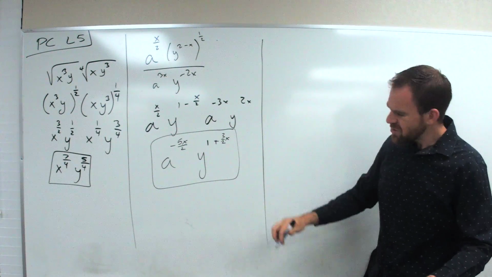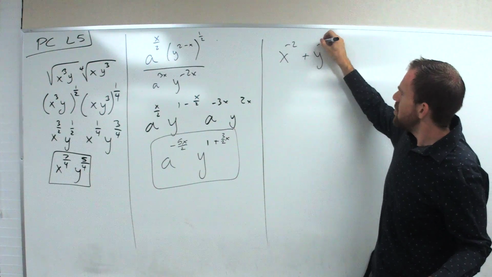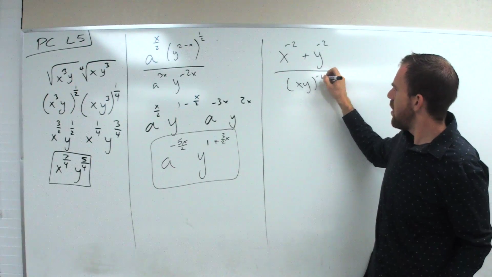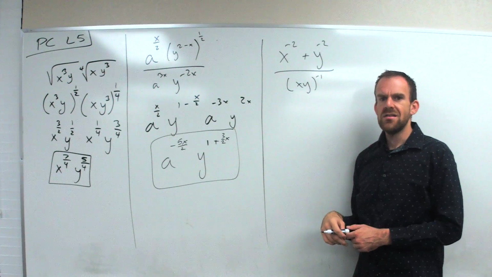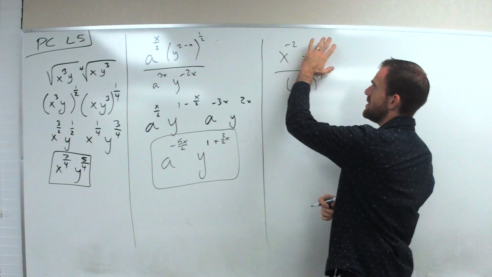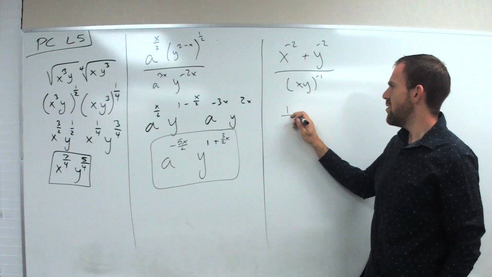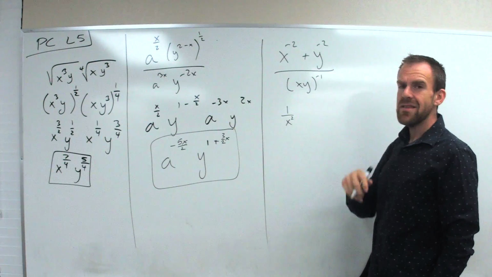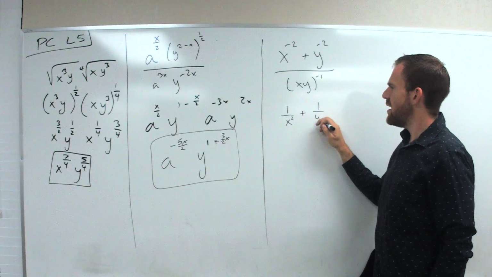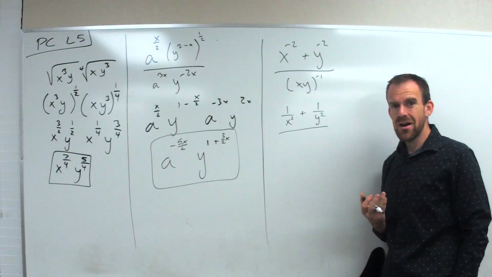Okay. Next, this one always gets students because they want to flip things from the top and bottom. You are never allowed to flip to the top and bottom if you have addition like that. Okay, so you have to evaluate it in place. If you just had x to the negative 2 and were asked to simplify it, let's say in algebra, you would write 1 over x squared. If you had y to the negative 2 and you were asked to simplify it in algebra, you would write 1 over y squared. And so that's how we're going to simplify the top. Unfortunately, it makes it more complicated.